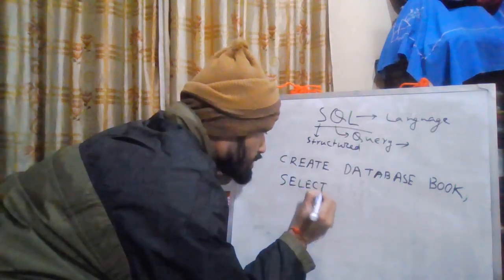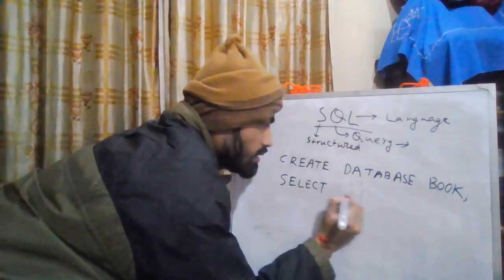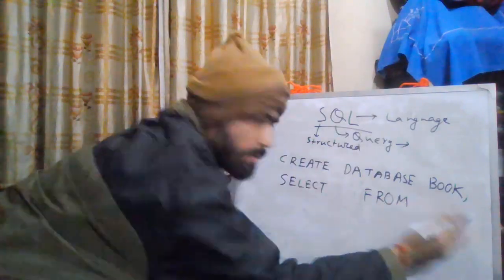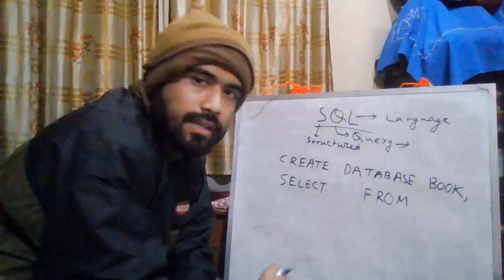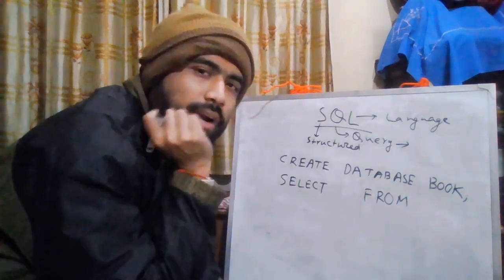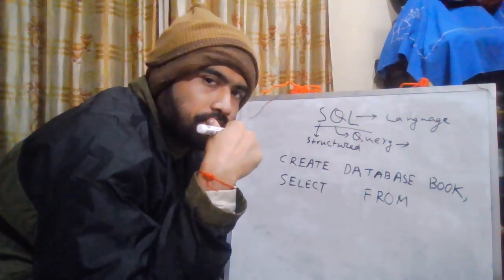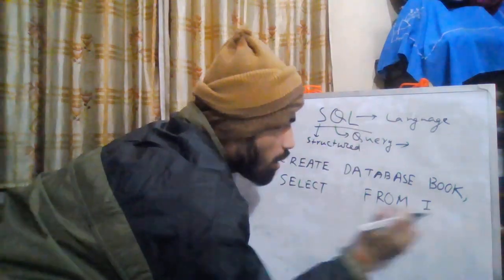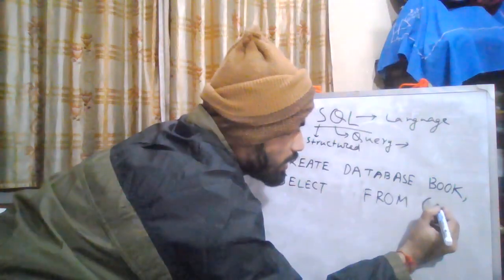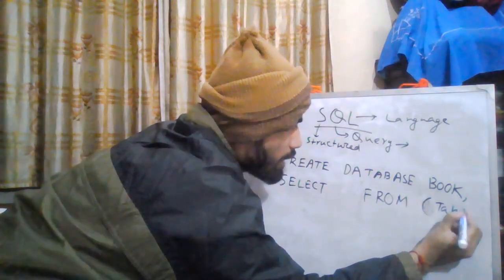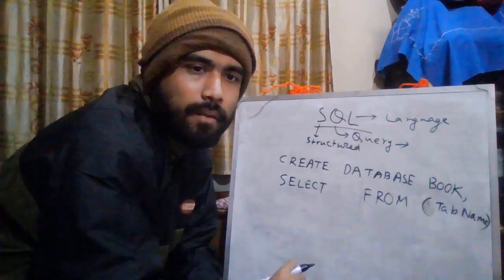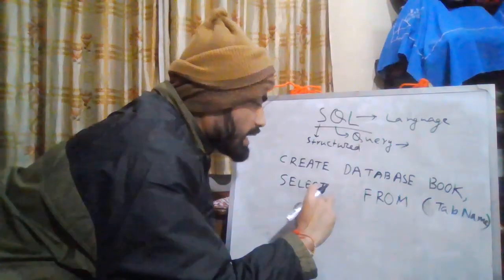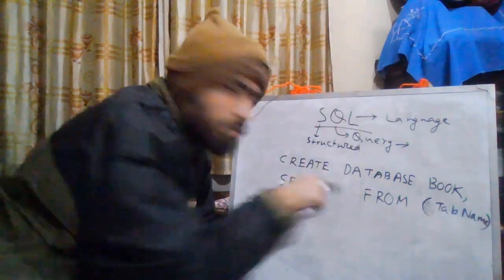Now the syntax will be select. There is select, there is from, and there is table name. Now, in between select and from, you have to write the column names. This is the table name. So select from table name. And in between select and from, you have to write column names.